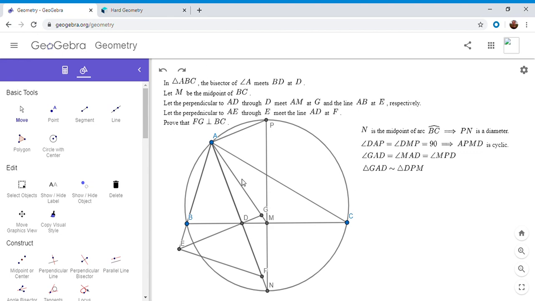So first we want to see if we can get similar triangles involving segment AG. So that's what I'm going to do right here. I mentioned that these two were similar earlier. These two right angled triangles are similar, and so therefore AD over AG has to equal PM over PD. Okay.